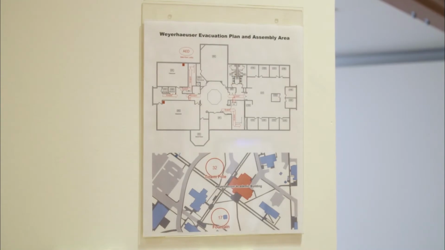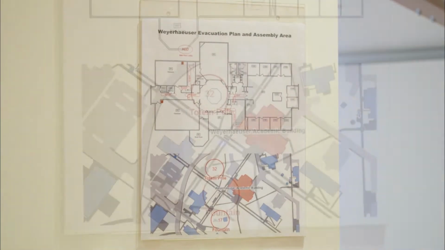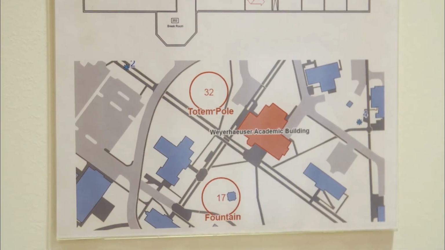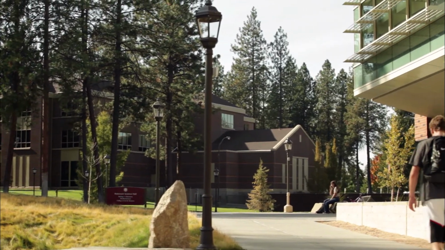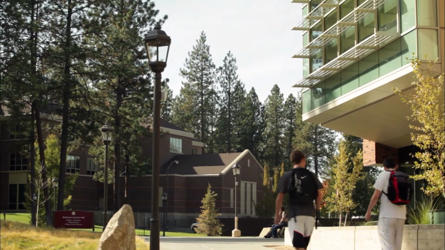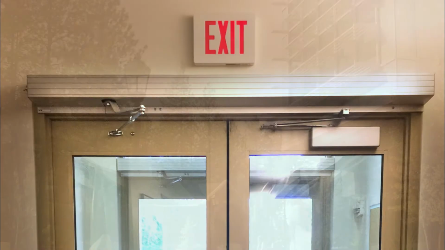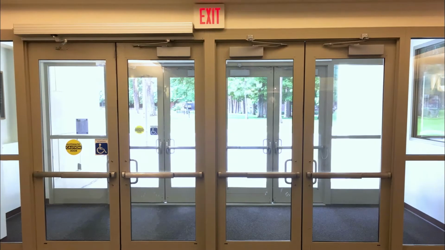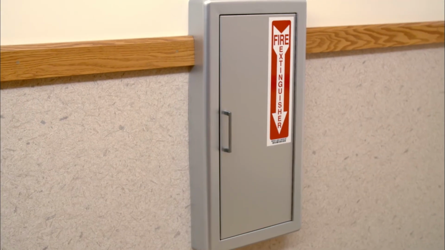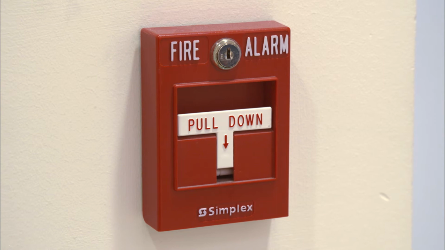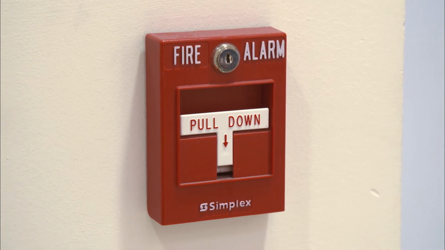Evacuation routes are posted in every building, usually in entry areas or near stairwells. Each plan also shows assembly areas for that particular building. Whitworth also has emergency equipment installed throughout its buildings. Next time you are in a building, take note of the exits and the fire extinguisher closest to your office, classroom, or living space. Also, if your building has fire alarm pull handles, note their location.